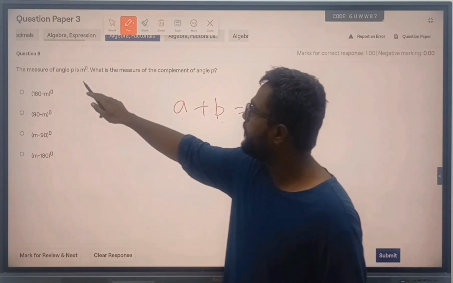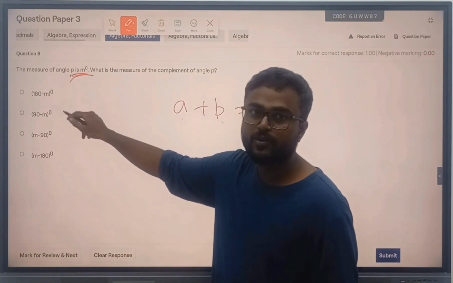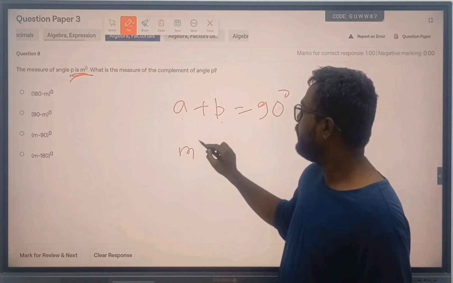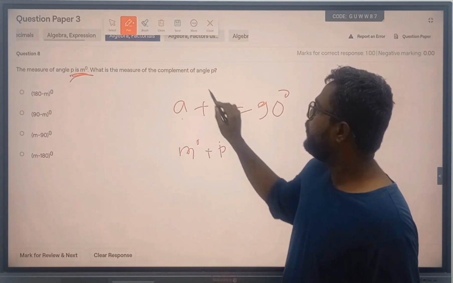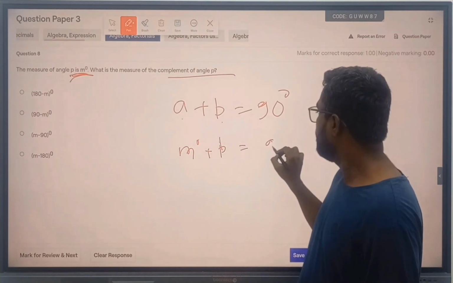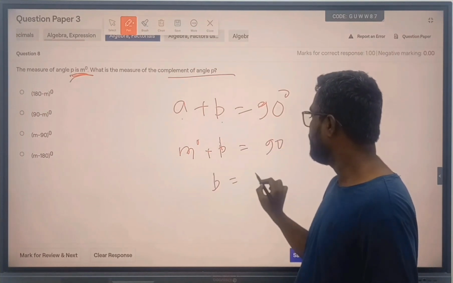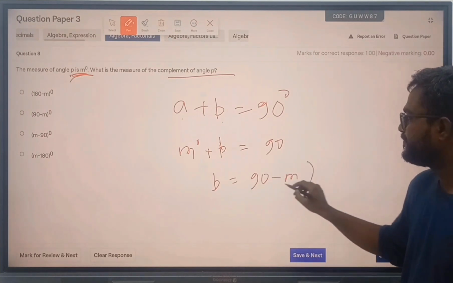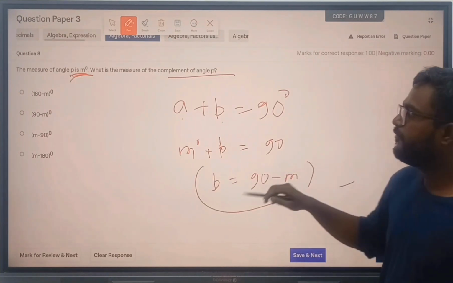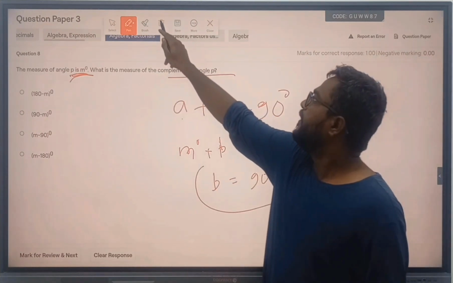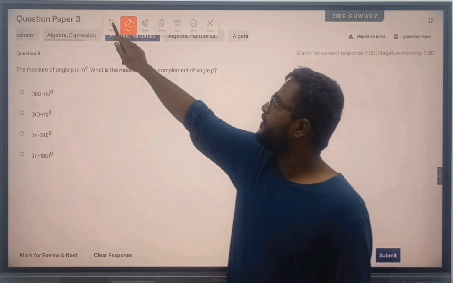So here, they are saying the measure of the angle is m degrees. So I'll write this A as m degrees for now. We need to find the complement of it, so I'll keep this as B for now. So B will be nothing but 90 minus m. So let's see if we have that option. Yes, it is already there. Now, let's move on to the next question.